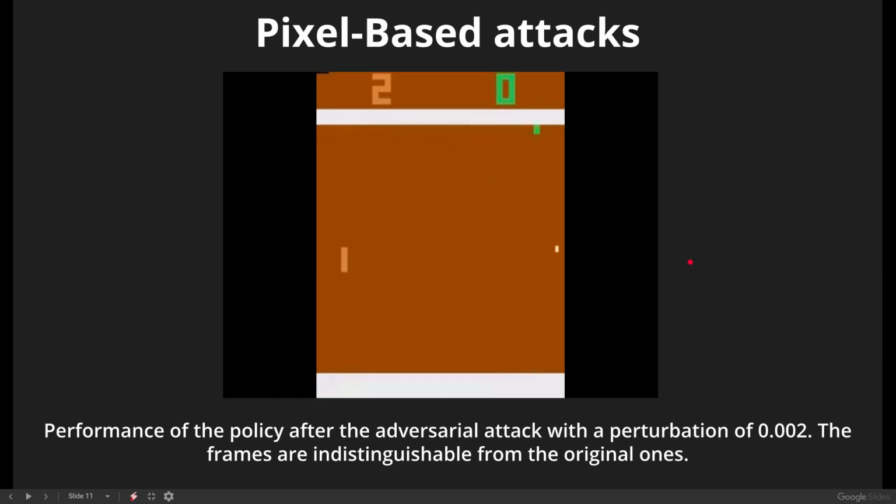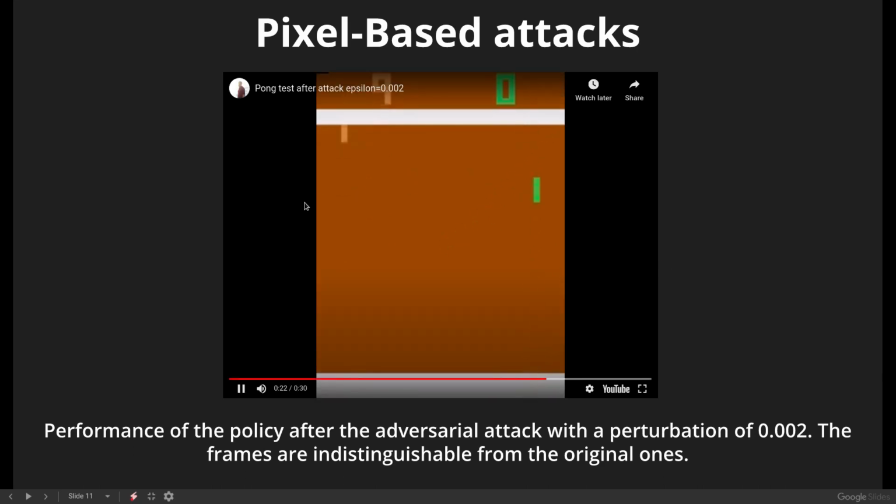And I should highlight the fact that there have been no changes made in the two agents on the left and the right. They are the same as the previous, we have just carried out the attack procedure, and our RL agent loses most of the time.